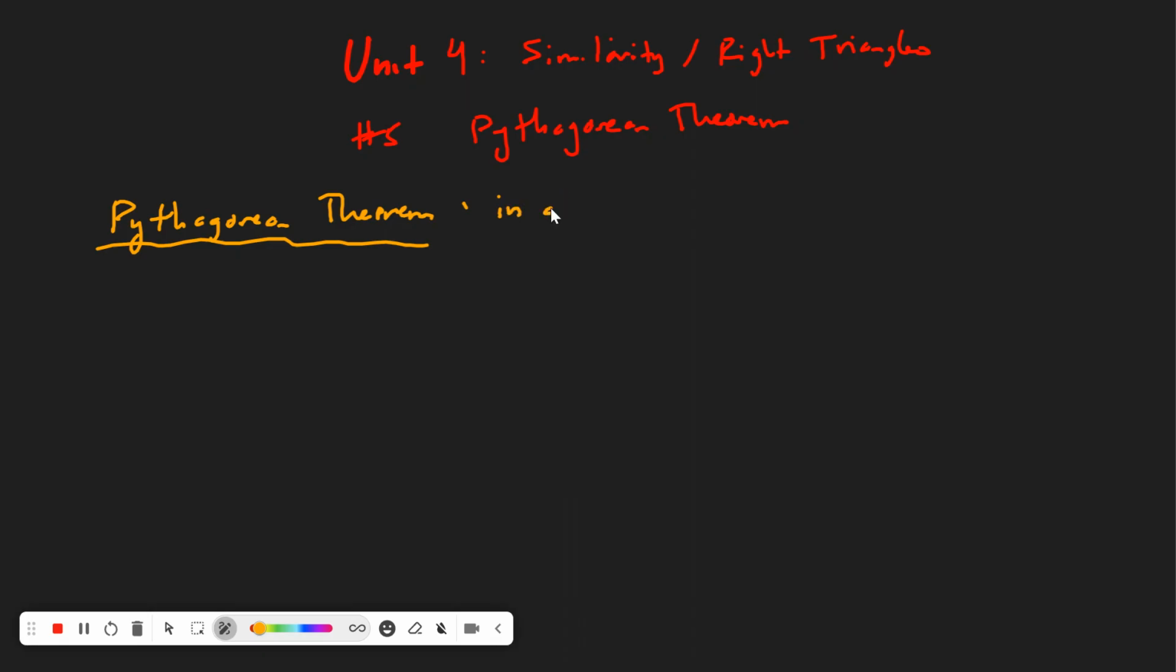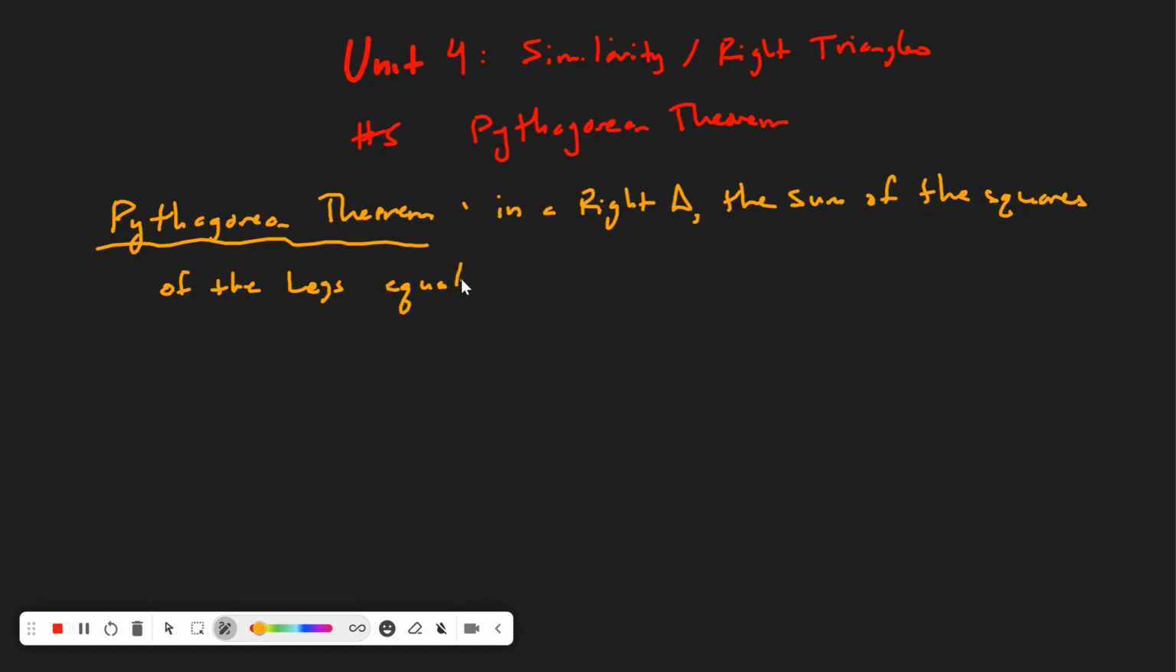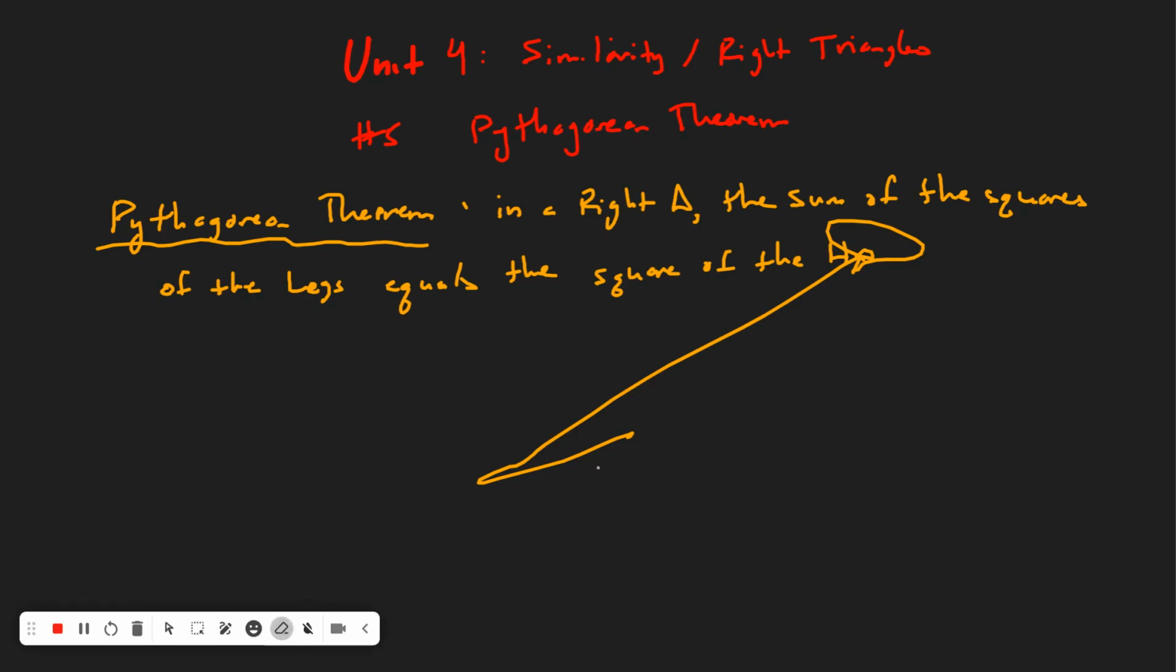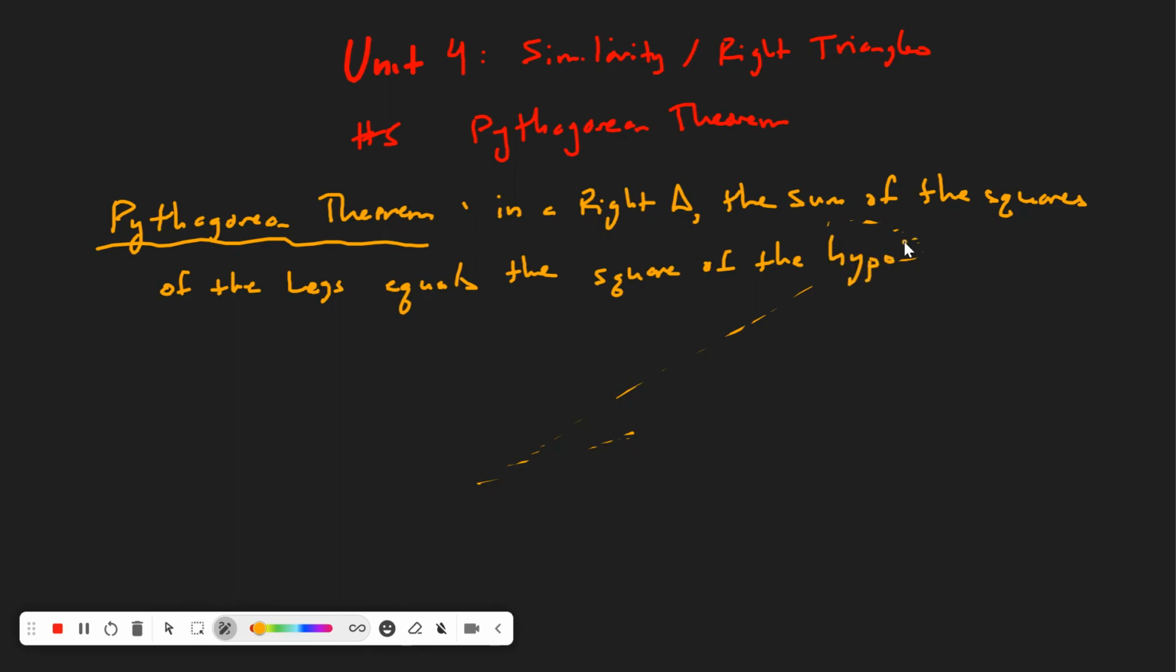It says in a right triangle, the sum of the squares of the legs equals the square of the hypotenuse. The sum of the squares of the legs equals the square of the hypotenuse. That's good enough.